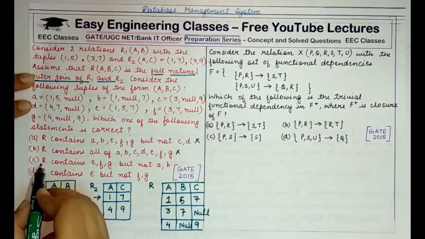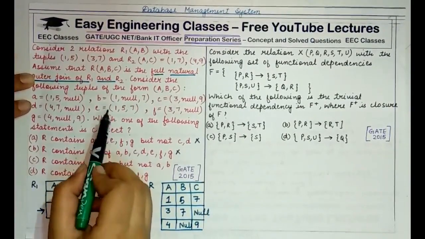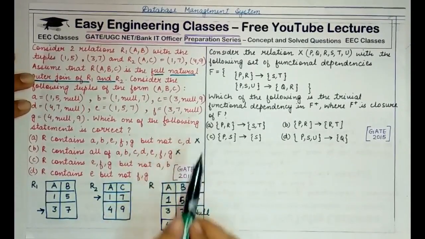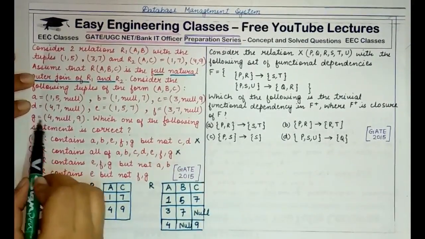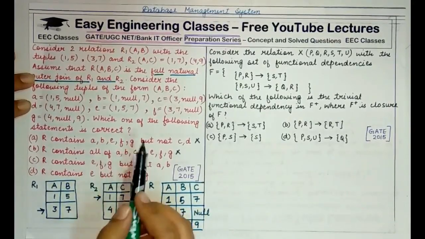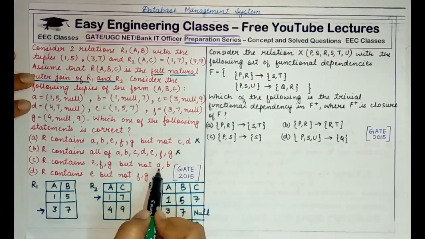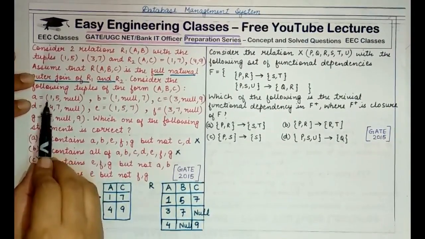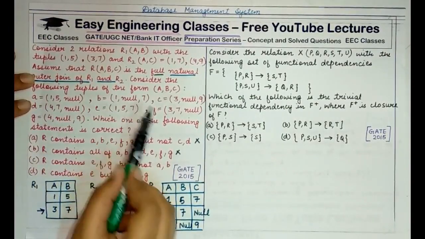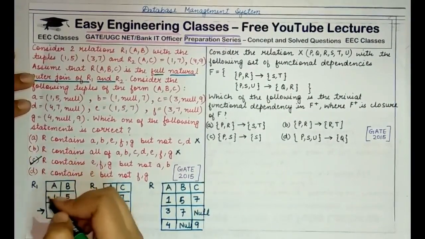Then the C option is R contains E, F, G. Now what is E, F, G? E is 1, 5, 7. Yes. F is 3, 7, null. Okay. And G is 4, null and 9. Yes. All these three are present here. And the second part of this option is, but R does not contain A and B. Okay, R does not contain 1, 5, null, we have seen. And what is B? 1, null and 7. It is also not present. So yes, this option is correct.